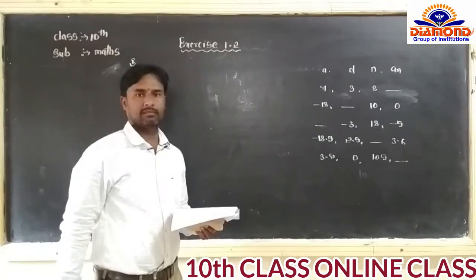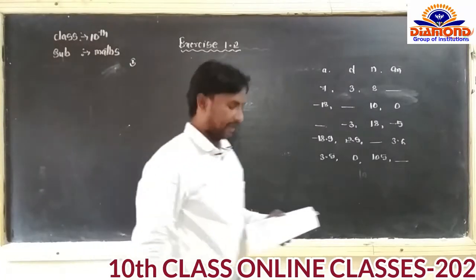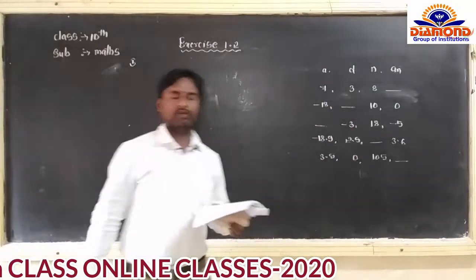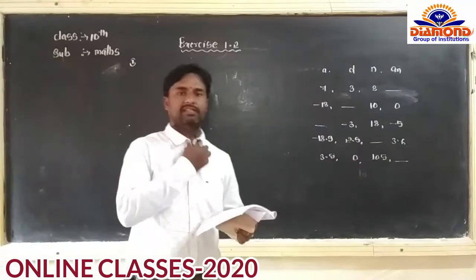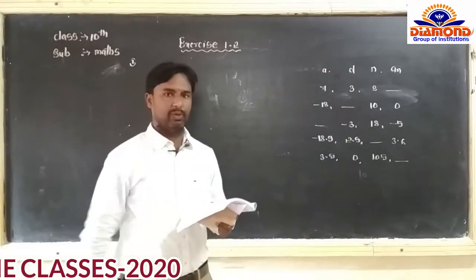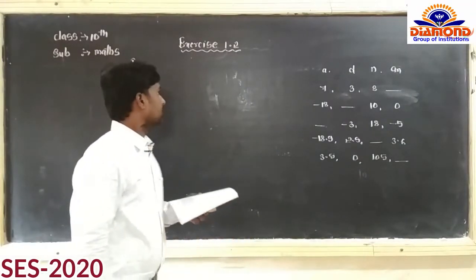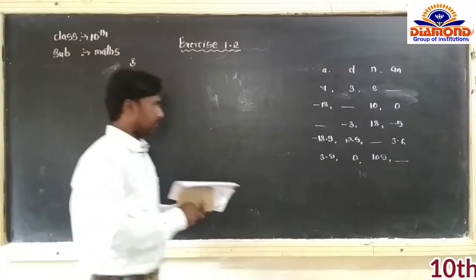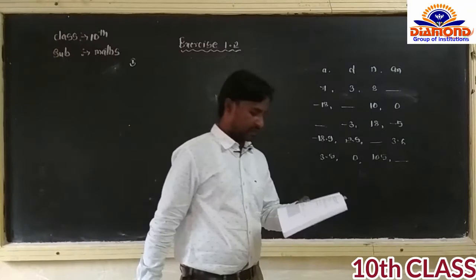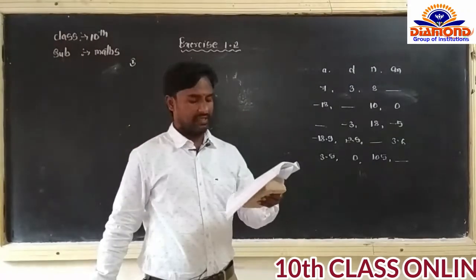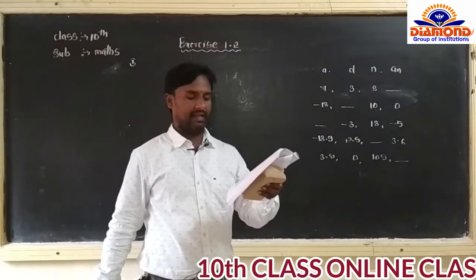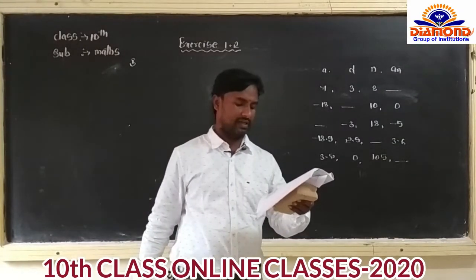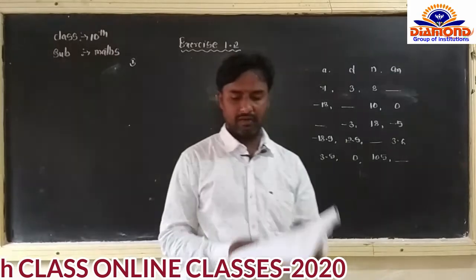Okay. Yes, dear students. I explained to you up to example number 7. So example number 8, example number 9, example number 10, dear students, you will do as homework. So now let us come to exercise 1.2, dear students. In exercise 1.2, first bit, what is the first bit? Fill in the blanks in the following tables. Given that a is the first term, d is the common difference and an is the nth term of an AP, find the fill in the blanks.